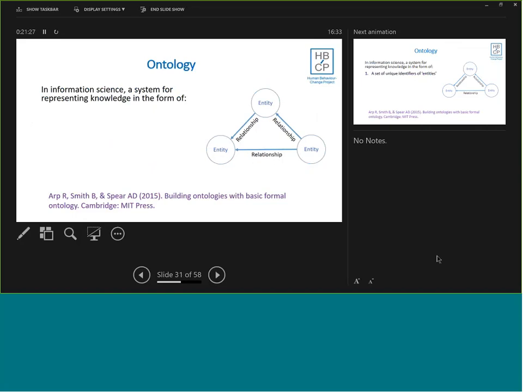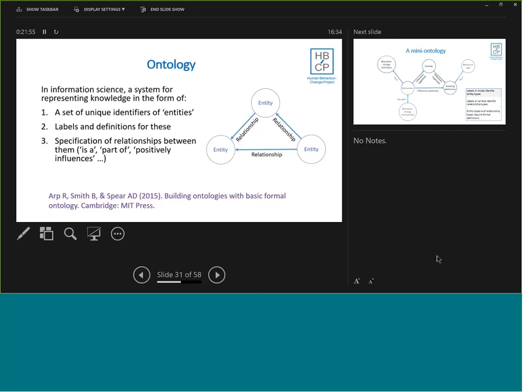Now, I've talked about ontologies a lot. Some of you will be very familiar with the concept, others less so. It's used in philosophy, but in information science, it's a system for representing knowledge in a particular form. So the form is diagrammatically here, or a set of unique identifiers of entities, labels and definitions for these entities, and specification of the relationships between them. So the relationships may be either part of, positively influences, etc.